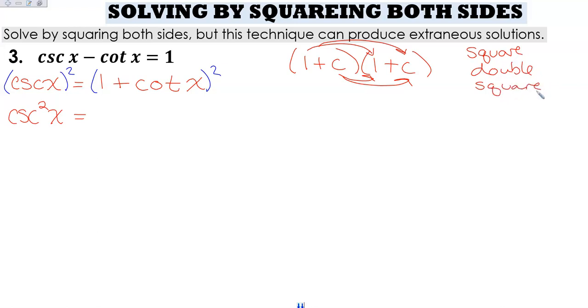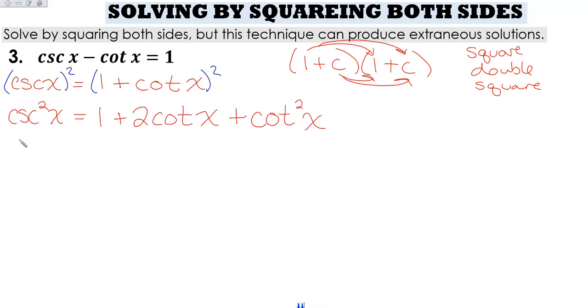Okay, the way the square double square works is you square your first term, so 1 times 1 is 1. Then we're going to double the product. So we're multiplying 1 times cotangent, which is just cotangent, and then we're going to double it. So it's 2 cotangent. And then we're going to square the last term to get cotangent squared. Okay, essentially that double here, remember that's the inside piece and the outside piece. It's 1 times cotangent plus 1 times cotangent, which is the 2 cotangent. Okay, it's doing the same thing that you would get over here.